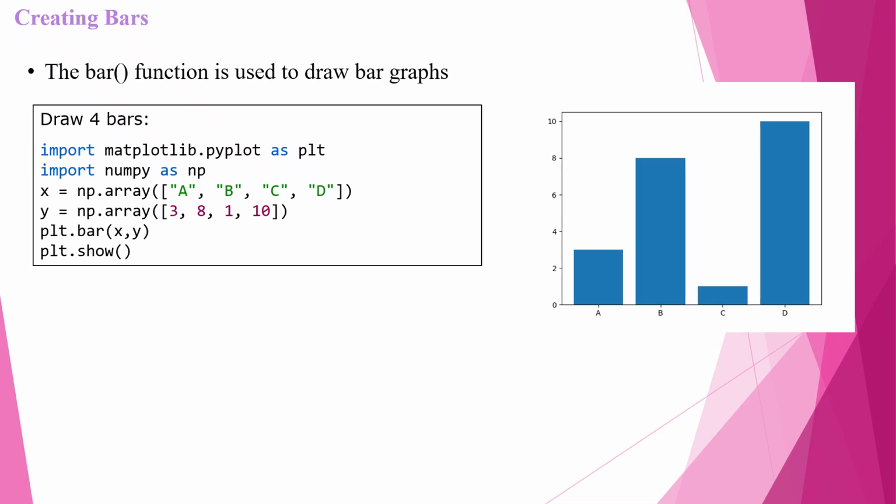Creating bars. This code demonstrates how to create a simple bar chart using Matplotlib. First, the required libraries are imported and the data is defined using NumPy arrays, where X represents the categories such as A, B, C and D and Y represents their corresponding values. The plt.bar function is then used to create vertical bars for each category, with the height of each bar determined by the values in the Y array. This type of visualization is useful for comparing different categories easily. Finally, plt.show is used to display the bar chart.